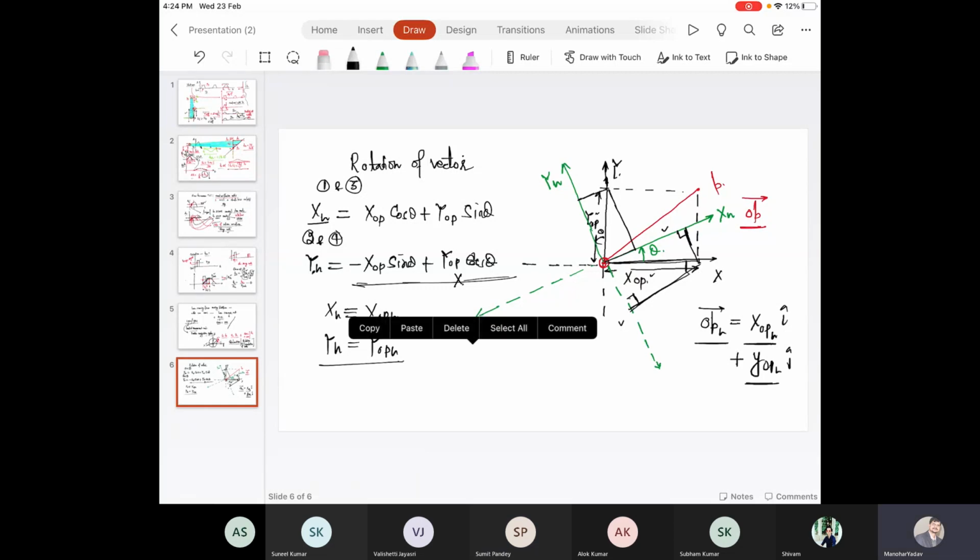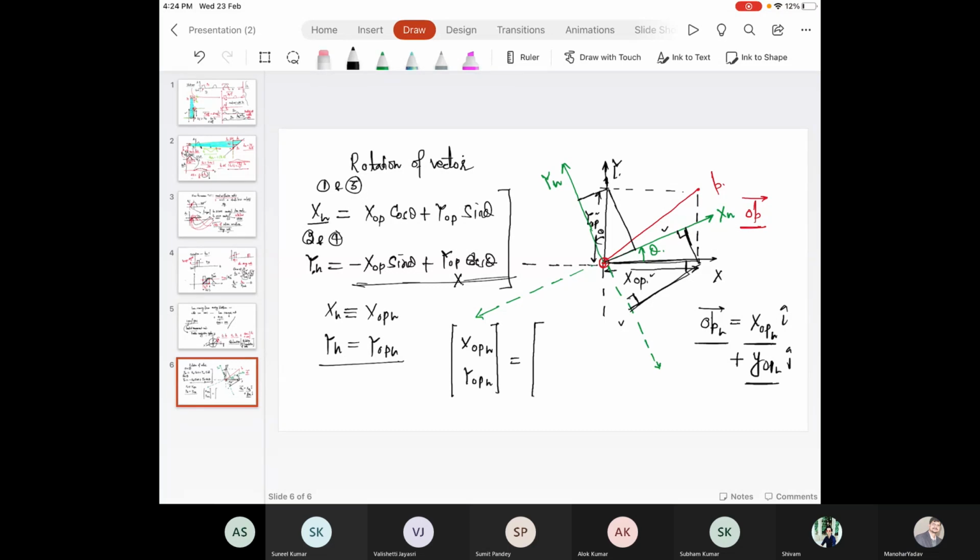Yeah. And see further, these equations can be written in terms of a matrix. Just see. So this xopn and yopn, you can write as a column vector. It is equal to the matrix cos theta, sin theta, and minus sin theta, cos theta, and multiply it by the column vector xop and yop.